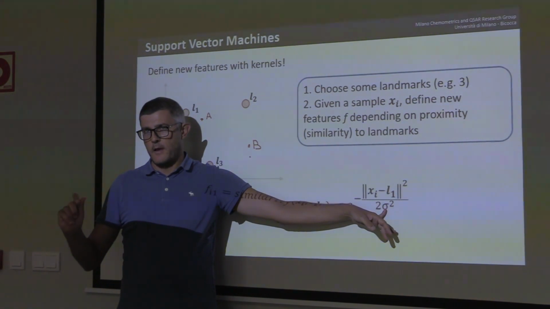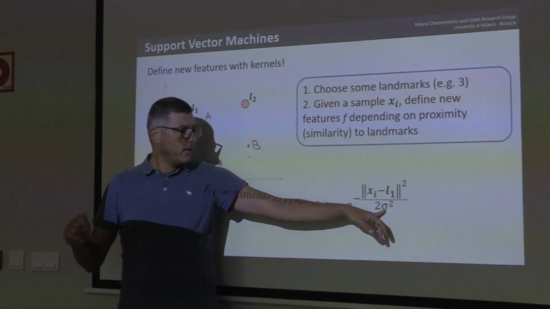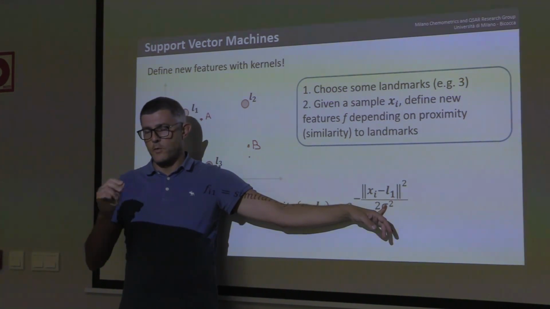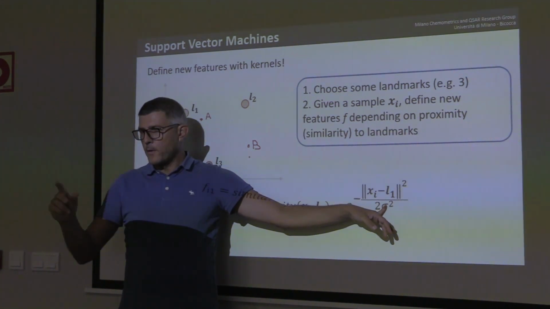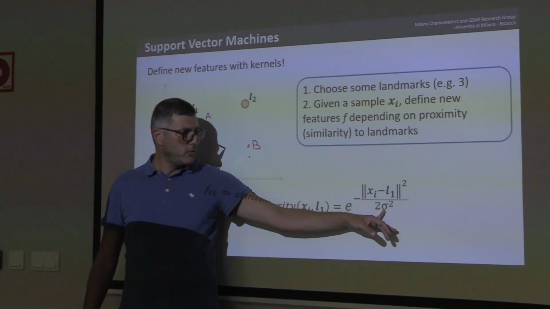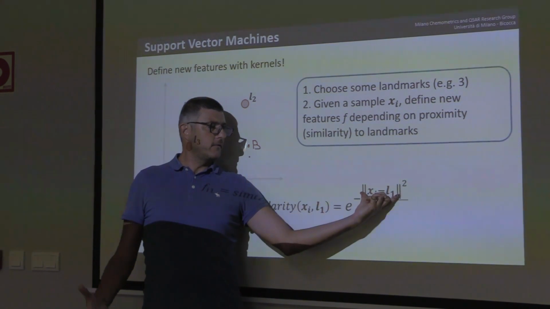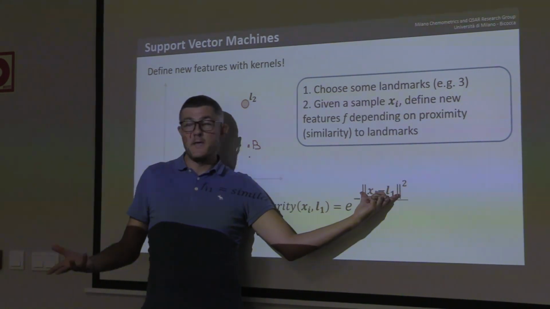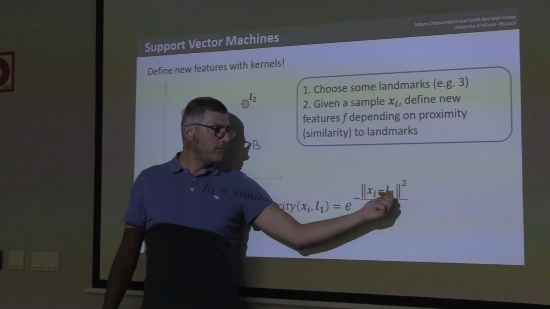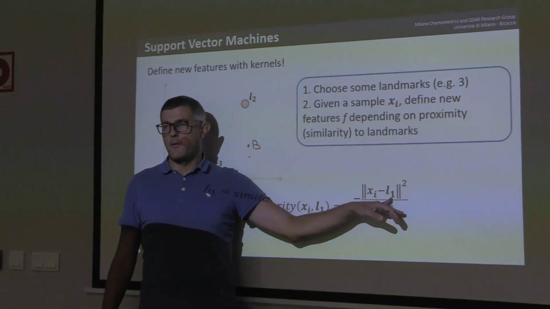Now things get a little bit complicated. This is something we have to fix on the side, and we will see what the consequence of this kernel parameter is on a support vector machine. And this is just the Euclidean distance, the norm of the difference between my sample and the landmark.